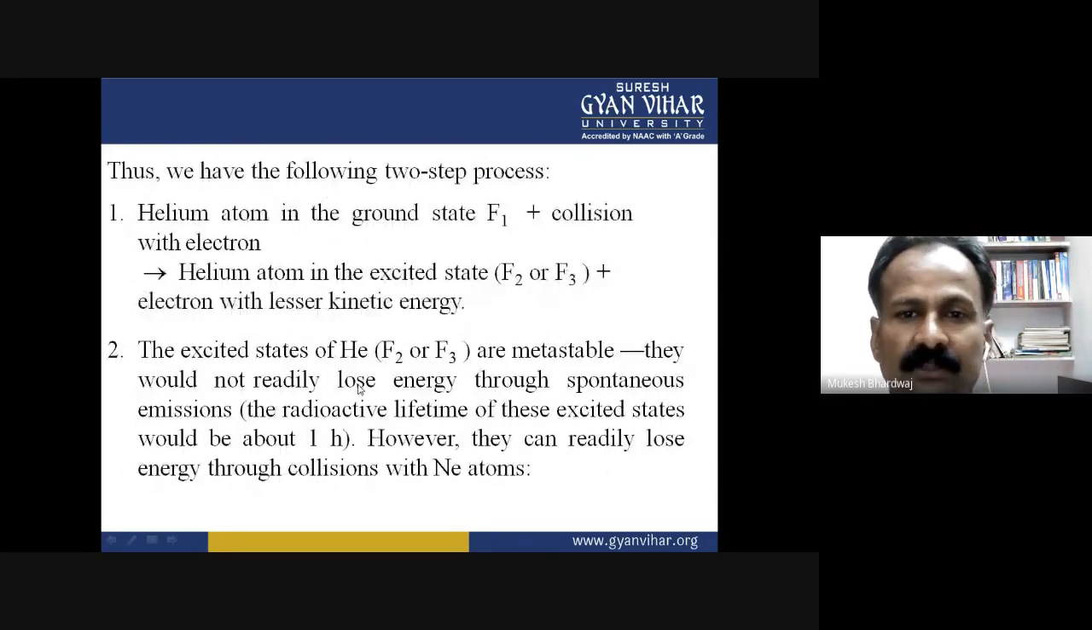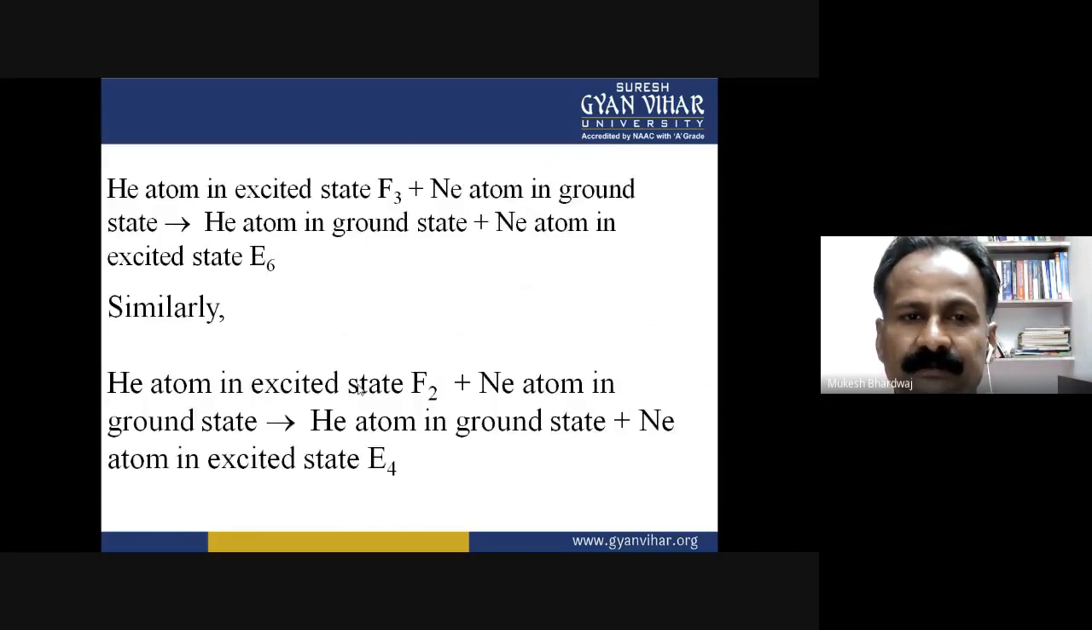Thus, we have the following two-step process. Helium atom in the ground state F1 plus collision with electron gives helium atom in the excited state F2 or F3 plus electron with lesser kinetic energy. The excited states of helium, F2 or F3, are metastable. They would not readily lose energy through spontaneous emission. The radiative lifetime of these excited states would be about 1 hour. However, they can readily lose energy through collision with neon atoms.